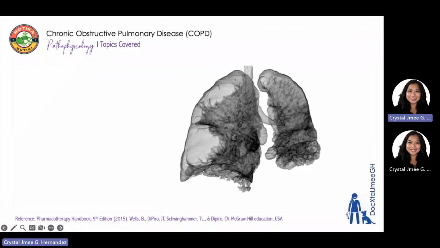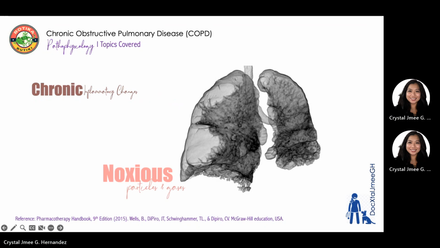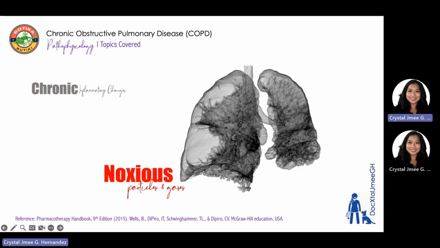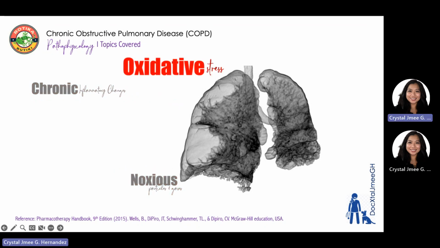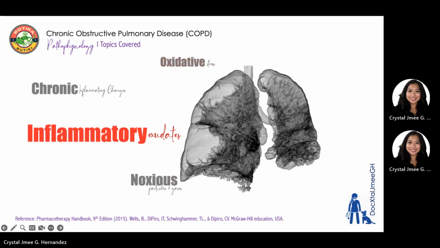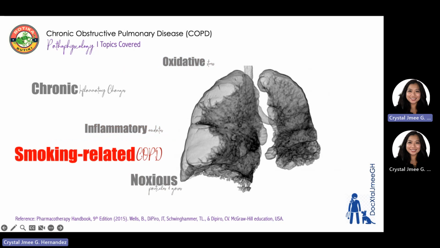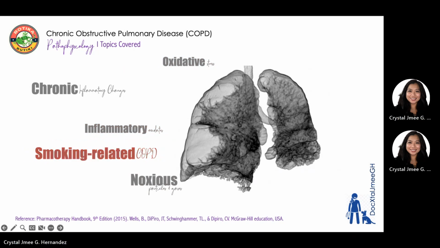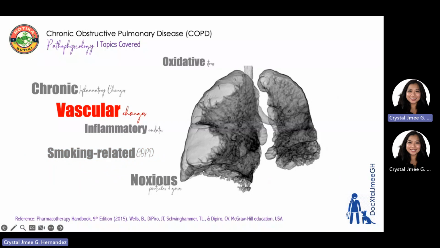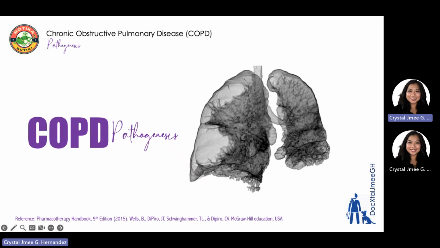As we recall for the pathophysiology of chronic obstructive pulmonary disease, we have mentioned 6 factors, which include chronic inflammatory changes, noxious particles and gases, oxidative stress, inflammatory exudates, smoking-related COPD, and vascular changes. With this, let us discuss the COPD pathogenesis.